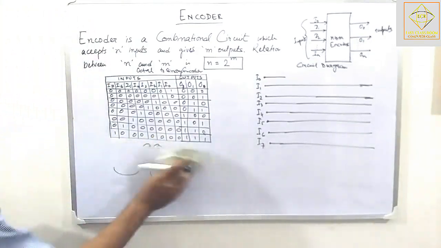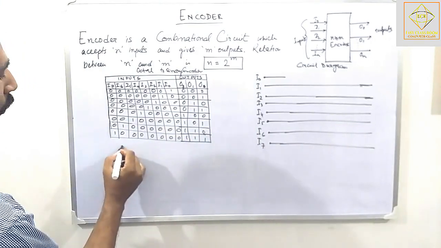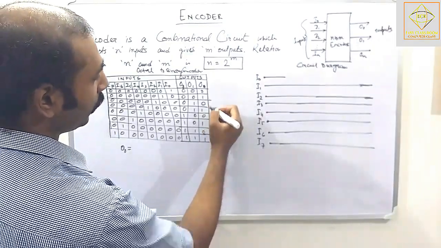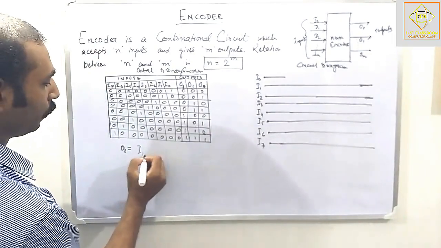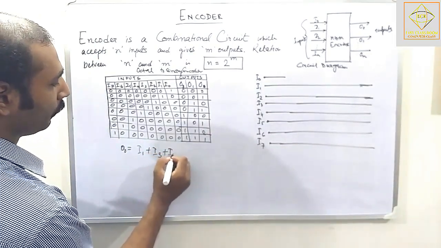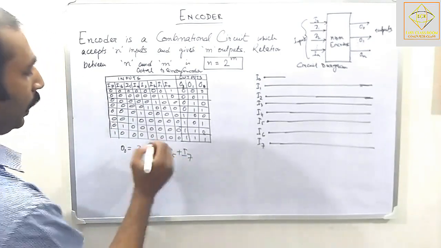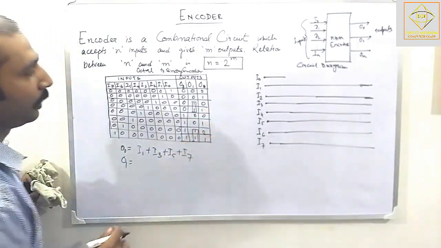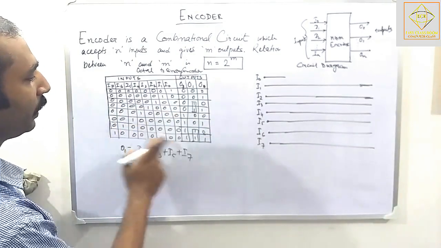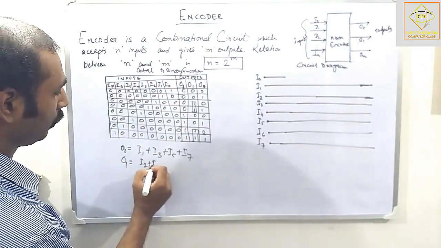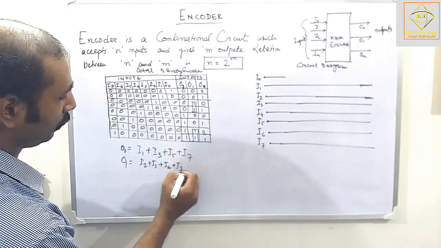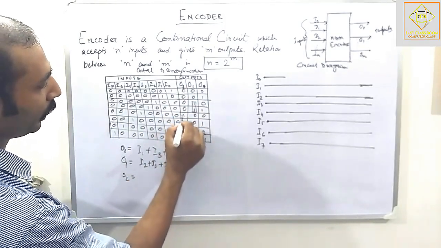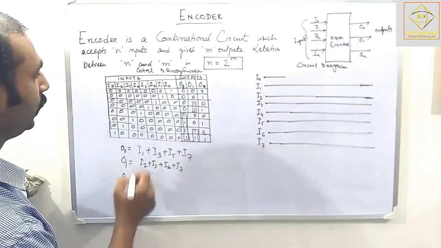Okay, so what do we have in O0? In O0 we have the interleaved combinations, that is 1, 3, 5, 7. So I1 or I3 or I5 or I7. For O1, what happens? These and these. So this is I2 and I3 and I6 and I7. And in O2, what happens? These four, so these are 4, 5, 6, 7.